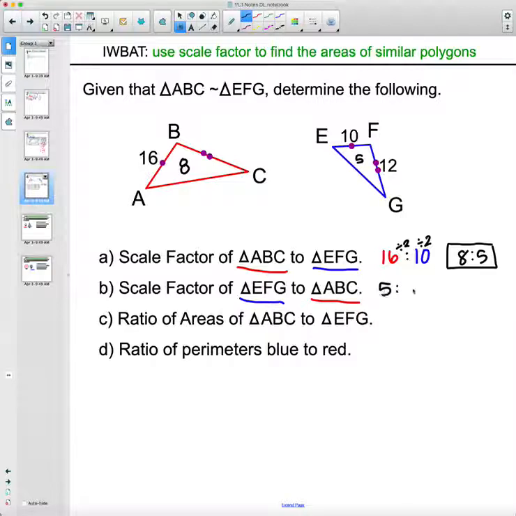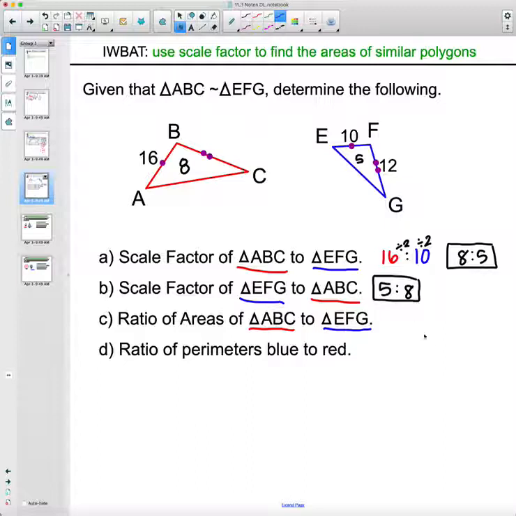Again, I'm just going to take the 5 to 8 because it's already simplified. You could do 12 to 16 and simplify again if you want to. Then the area ratio. So now we're doing ABC to EFG.